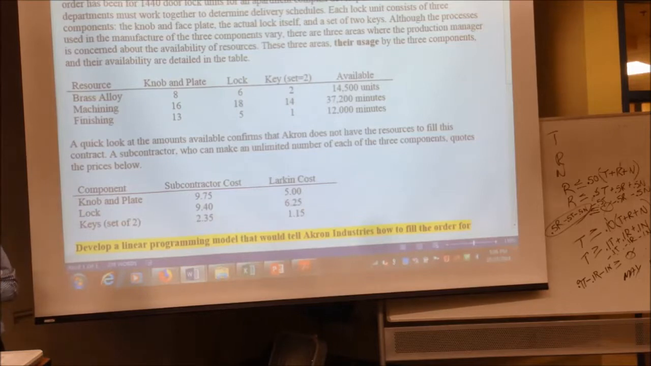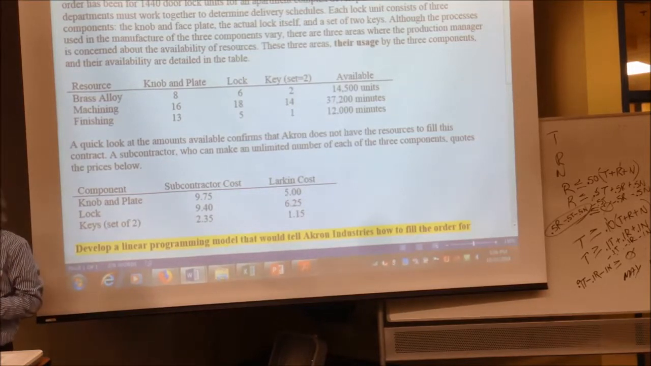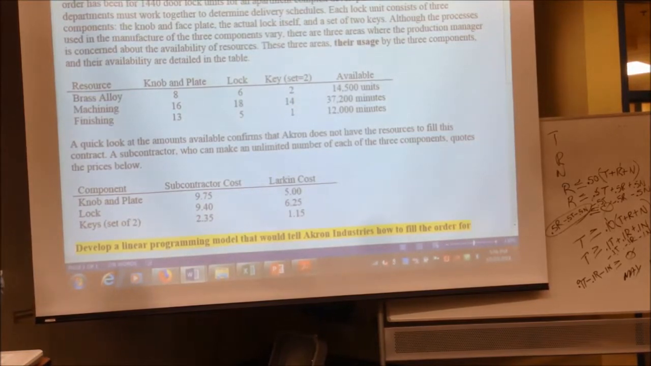You see the restrictions? Do you see the constraints? They're kind of jumping out at you a little bit. And right now you think there may be only 3 variables, possibly. You know, how many knobs and plates and locks and key sets should we make? We're going to schedule this based on these limitations we have and the fact that we have to have at least 1,440 of each. Get that?